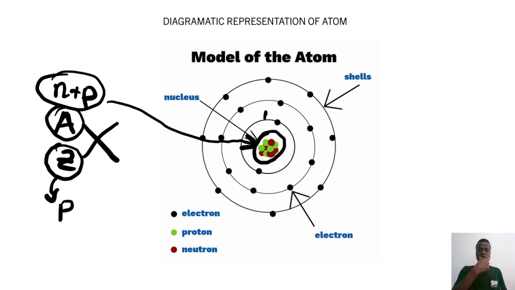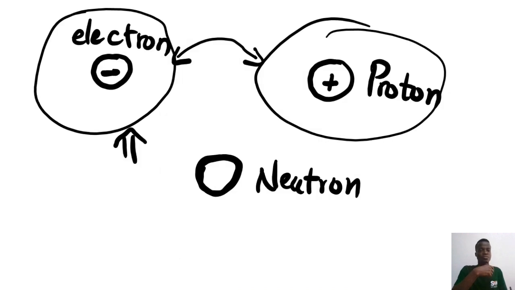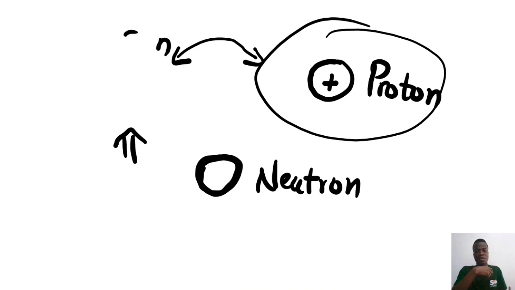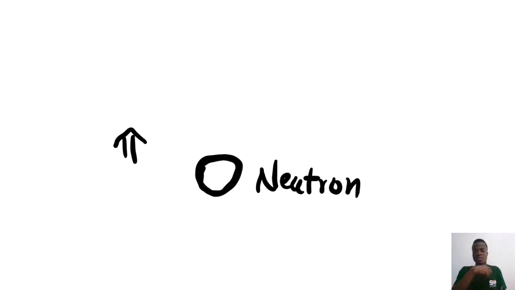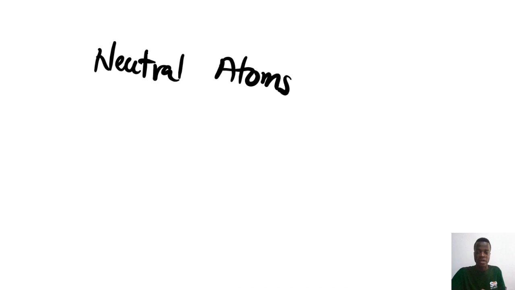I have one further piece of information for you. We have to know this about atoms generally. Let's talk about neutral atoms. You will understand those terms later. For neutral atoms, the number of electrons and the number of protons are the same. So the number of electrons is equal to the number of protons.